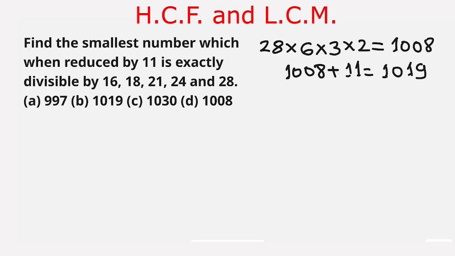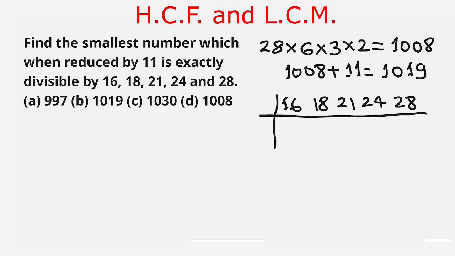If you are unable to understand the shortcut method, then we can find the LCM by common division method. We write all these numbers in ascending order: 16, 18, 21, 24 and 28. Now we divide these numbers by 2. 2 divides 16 for 8 times, 18 for 9 times. We write 21 as it is, as it's not divisible by 2. 2 divides 24 for 12 times and 28 for 14 times. We further divide it by 2.